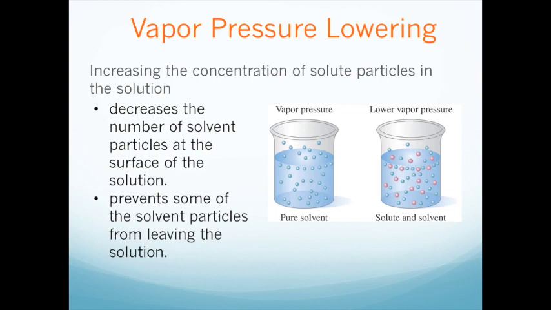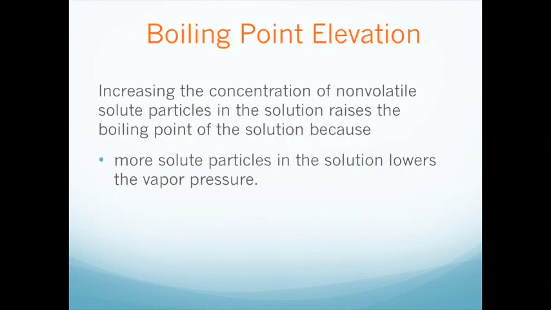So the first one we're going to talk about is vapor pressure lowering. So if you decrease the number of solvent particles at the surface, this will decrease the rate at which they evaporate. The solute will often also cling to the water and create a binding energy that is more difficult to overcome, which will lower the vapor pressure as well. So boiling point elevation ensues because if you increase the concentration of non-volatile particles, this will lower the vapor pressure.